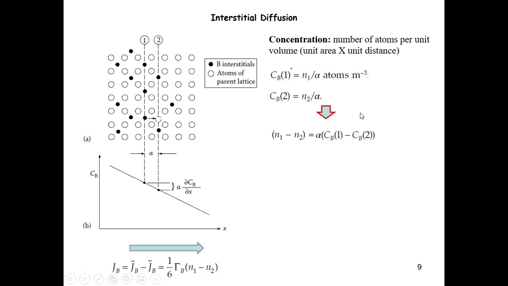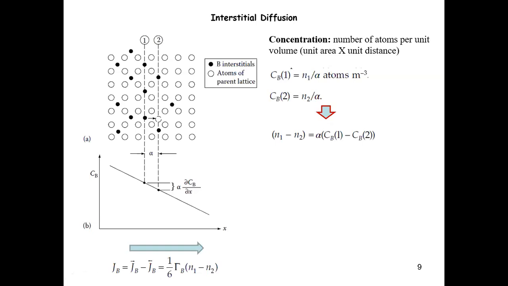So once we define these two concentrations, we can re-express the difference between this surface or area density in terms of the concentration. It's a very simple way to derive the relation. Just multiply alpha, which is this interatomic distance, by the concentration, and you get the difference between the area densities.